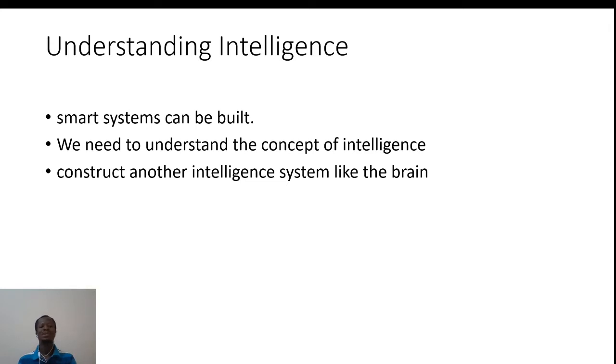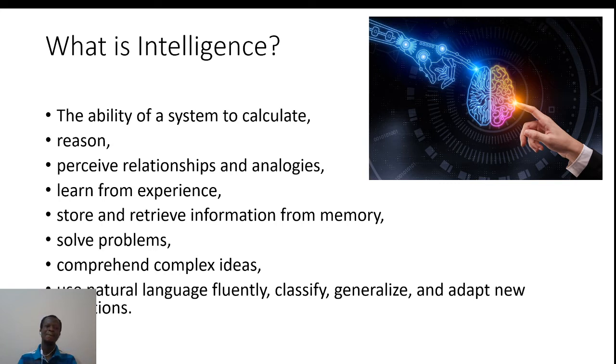We should be able to construct another intelligent system like the brain. In other words, you're trying to create something that looks almost perfect, like what I'm doing right now as I'm speaking to you. So what is intelligence? Intelligence is the ability of a system to calculate, to reason, to perceive relationships and analogies, learn from experience, store and retrieve information from memory, solve problems, comprehend complex ideas, use natural language fluently, classify, generalize, and adapt to new situations. If a system is able to do all this, then it's intelligent.